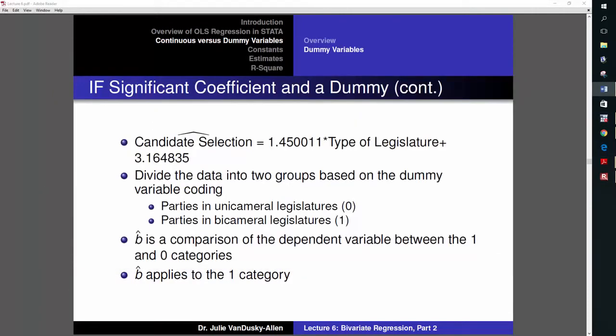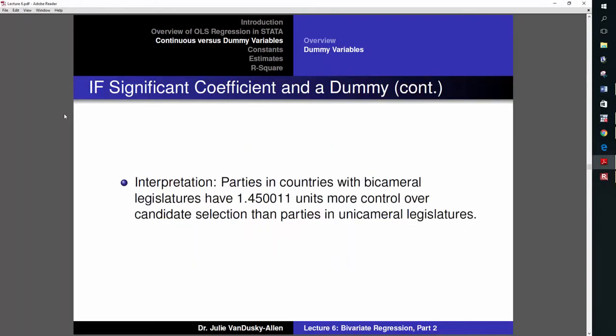First, I must take into account that the data are divided into 2 groups, parties in unicameral legislatures and parties in bicameral legislatures. And the b hat is a comparison of the dependent variable between cases in the 1 category and cases in the 0 category. The b hat applies to cases in the 1 category, parties in bicameral legislatures, in comparison to parties in unicameral legislatures, the 0 category. I would say parties in countries with bicameral legislatures have 1.450011 units more control over candidate selection than parties in unicameral legislatures.